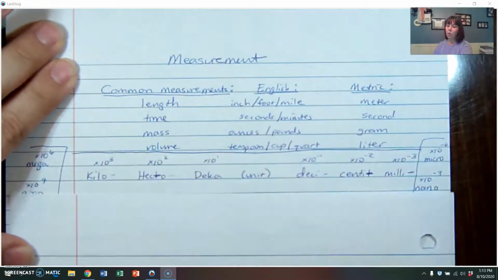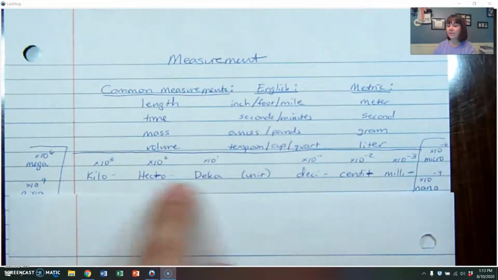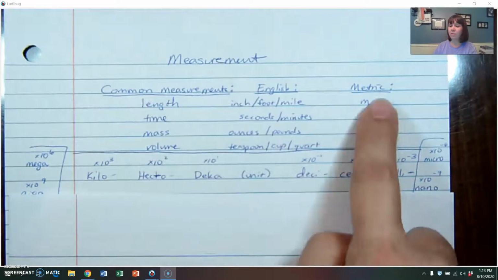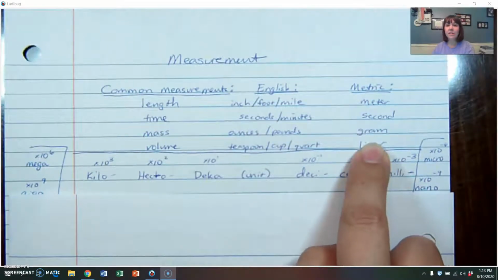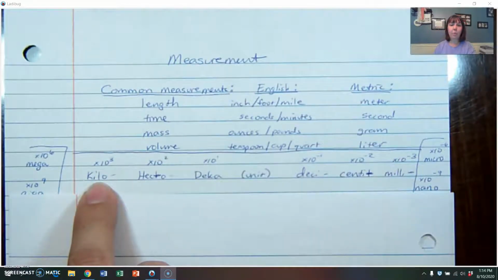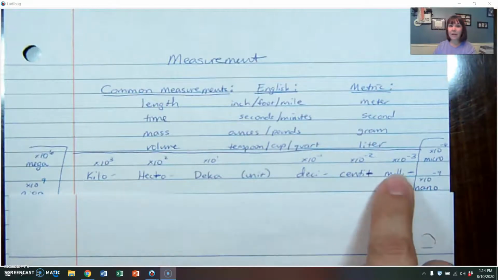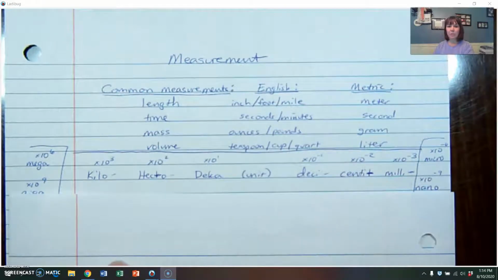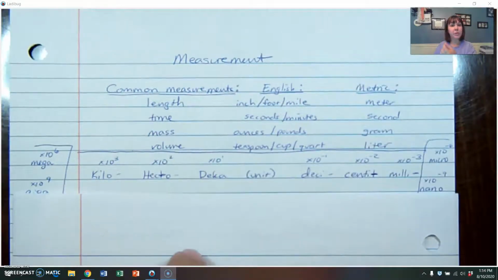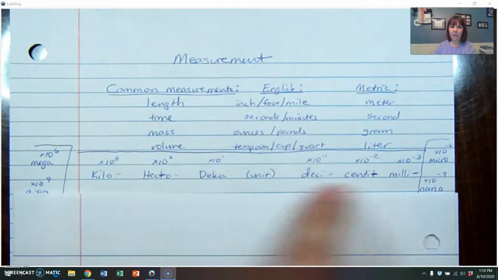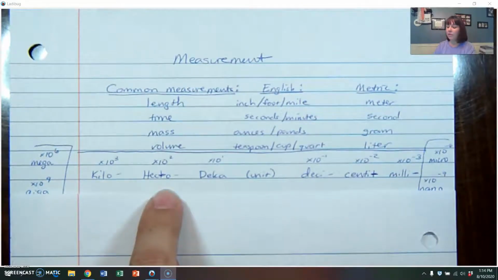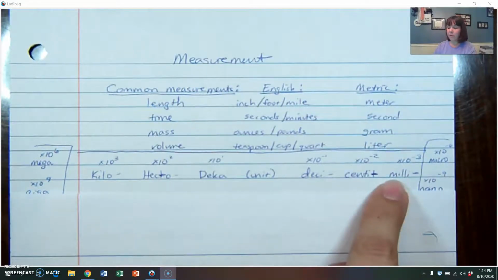So the metric system has a whole set of prefixes that go in front of these very simple words, and those prefixes just change the scale of the word that we're talking about. So a kilometer would be the distance between houses. A millimeter might be the spacing between these lines on the paper. Much smaller measurement, and everything in between. So these are the prefixes that we use most commonly.